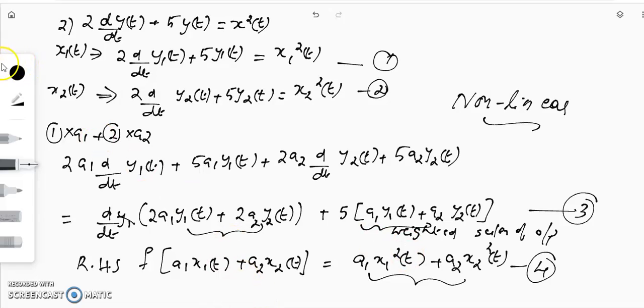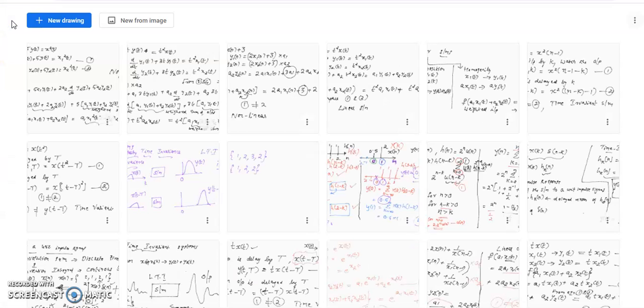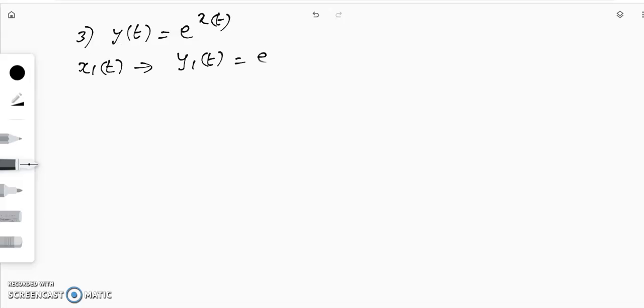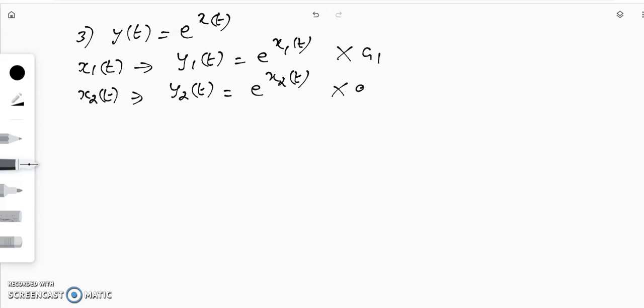And one more question. It's very simple. y of t is equal to e raised to x of t. Okay, so as we do, x1t is the input, then y1t is equal to e raised to x1t. Then if x2t is the input, then y2t is equal to e raised to x2t. Then you have to multiply this with a1, you have to multiply this with a2. This is equation 1 and equation 2.